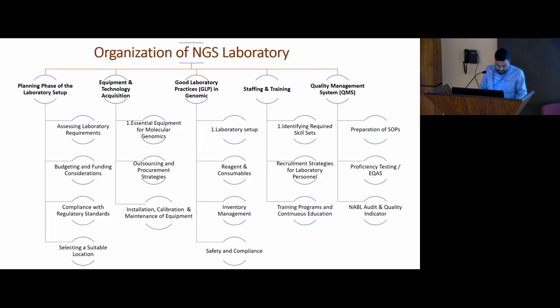So, organization of an NGS laboratory. Setting up a next generation sequencing laboratory requires careful planning and organization to ensure that you have the right infrastructure, equipment and procedures in place. My presentation is divided into 5 major sections, starting with the planning phase of the laboratory, equipment and technology acquisitions. We need to understand good laboratory practices in a genome laboratory, staffing and training, and most importantly the quality management system in a genome laboratory.